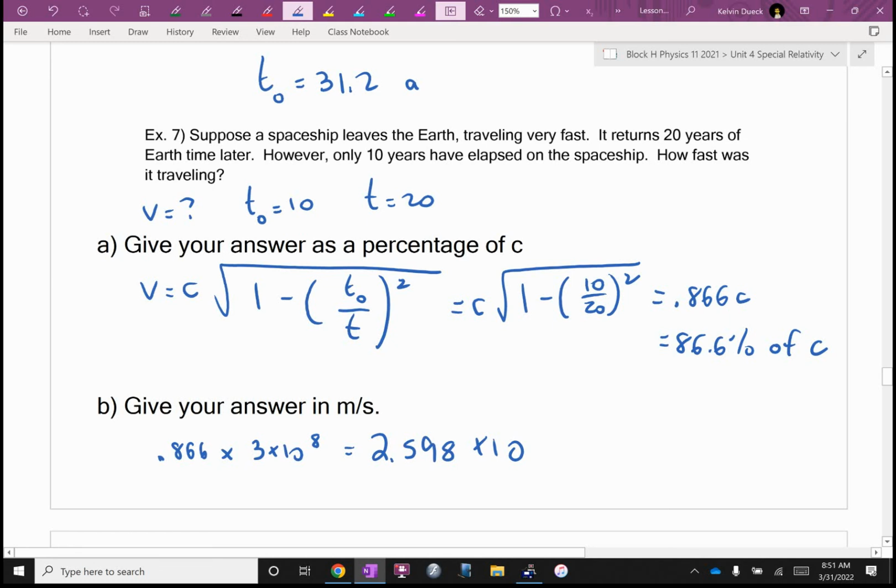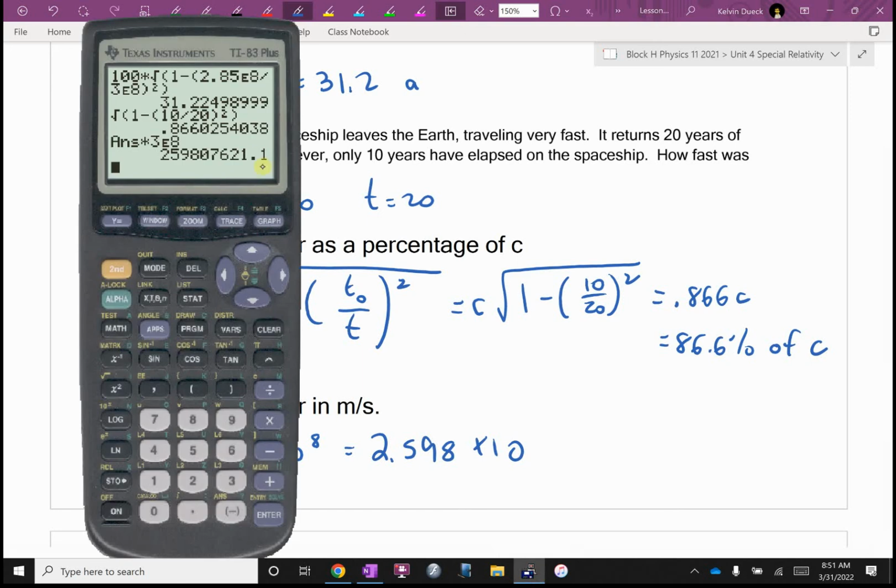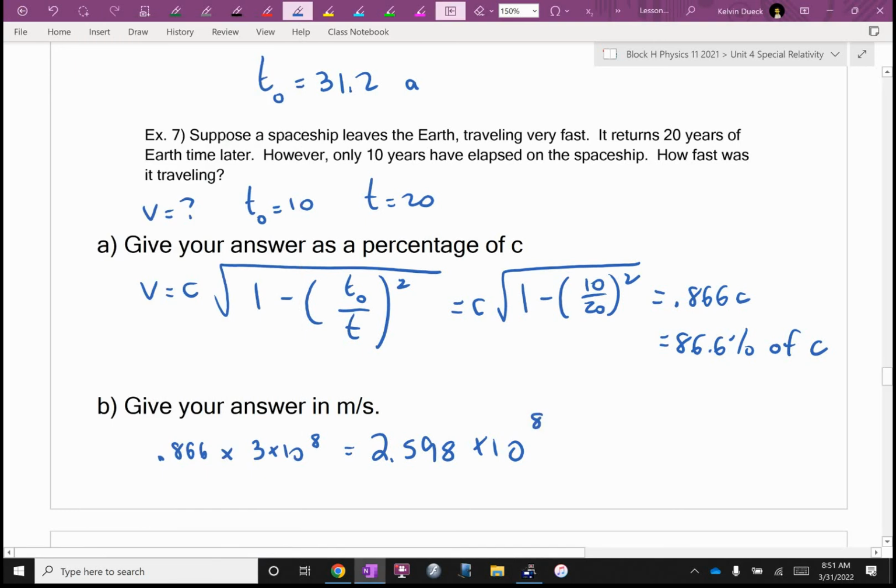So try this on your calculator. Don't just copy from me. You've gone answer button times 3 times 10 to the 8th. 2.598 times 10 to the what? Let's see. 1, 2, 3, 4, 5, 6, 7. I moved the decimal point. Of course it's times 10 to the 8th because it's almost the speed of light, and the speed of light is 10 to the 8th. So I'm okay with that. And units, meters per second.